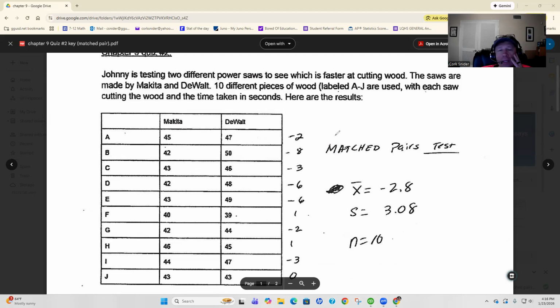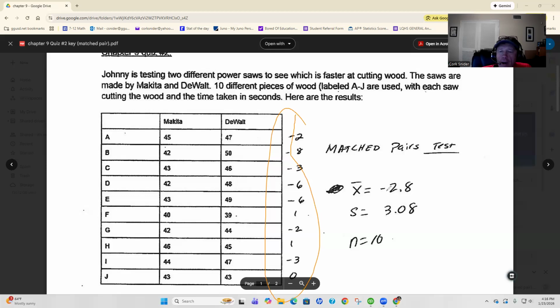All right, so in the end you have these numbers right here, and I'll circle them. -2, whatever they are down here. Okay, this one right here. So -2 means Makita was 2 seconds faster. One means DeWalt was 1 second faster. Zero means they're the same. Okay. None of that's too difficult.